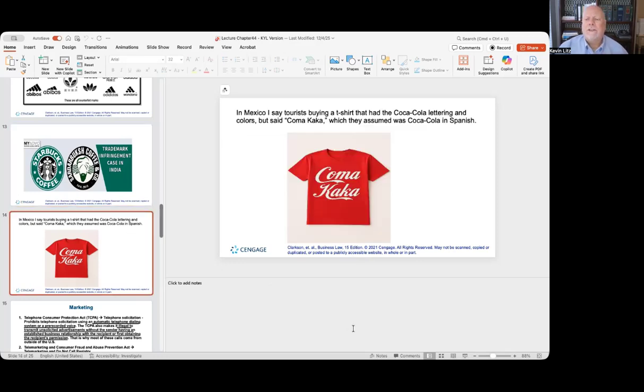Personally, years and years ago, I went to, I think it was Tijuana. We were in San Diego and drove over the border to go to Jai Alai, if you know what that sport is. Really interesting. But I saw American tourists just buying this T-shirt that said Coma Caca because they were convinced that it says Coca-Cola in Spanish. If you speak a little Spanish, I think you know what that says.